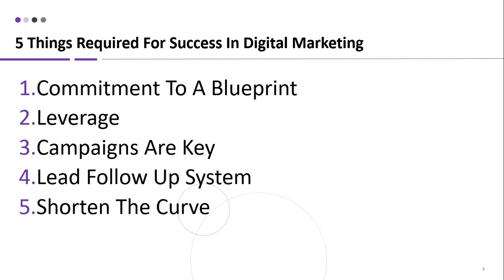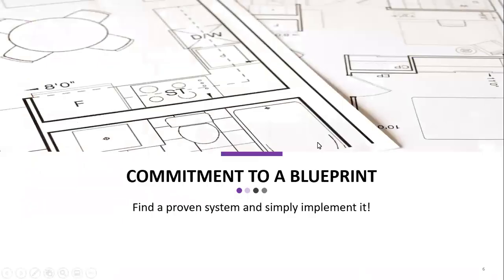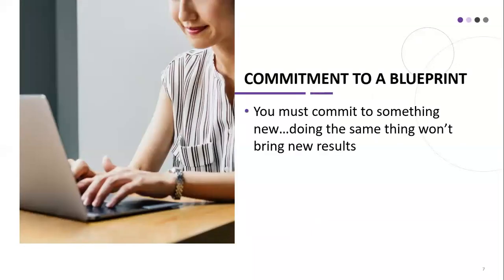All right, perfect. Okay, so that is going to be our focus point. So let's just jump right in. The first area is commitment to a blueprint. Our first step is we need to find a proven system, and then it's really simply a process of implementing it. So with that in mind, basically you have to commit, right?